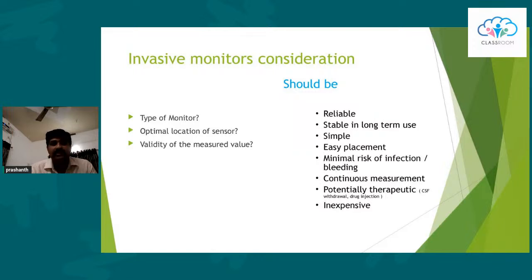And there are some desirable characteristics of these monitors. One is the values that are derived should be reliable, and if it is used for long term, it should be stable without much of a drift in the value. It should be simple and easy to place with minimal risk of infection and bleeding, and the measurement should be ideally continuous, and you should also have the potential option of therapeutic drainage of the CSF, and should be relatively inexpensive. Broadly, I think EVD has many of these qualities, but none of these techniques are 100% fitting into the textbook.